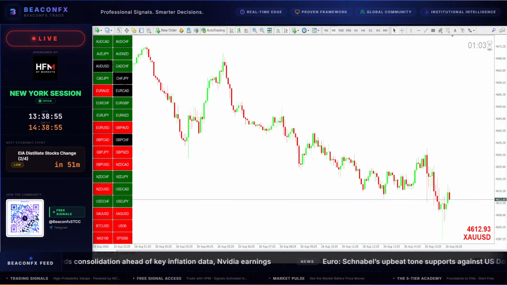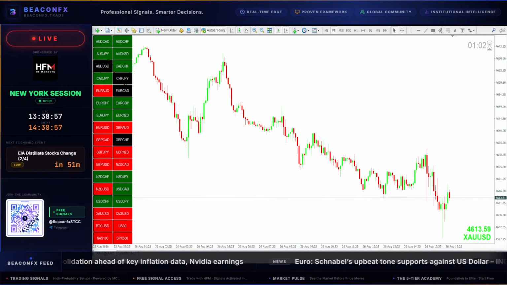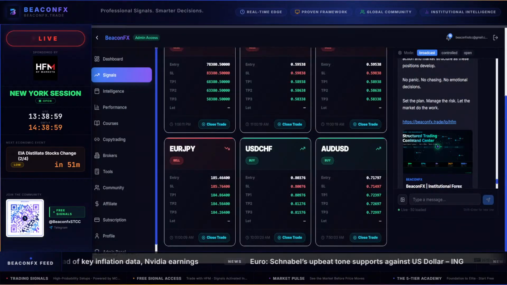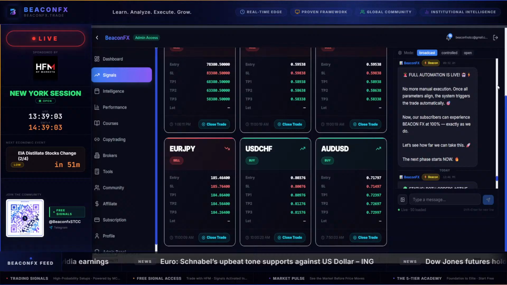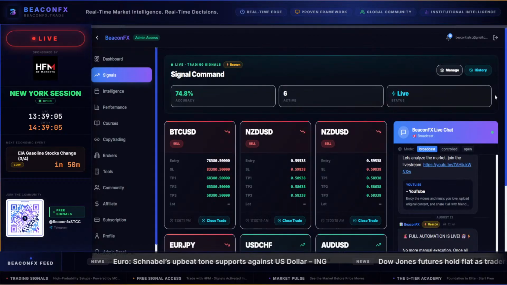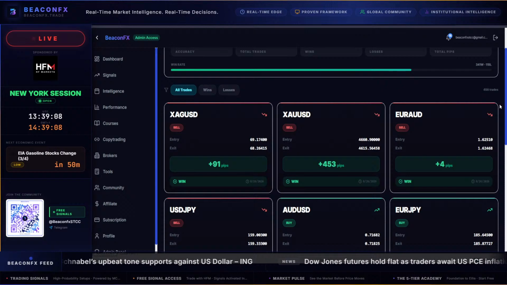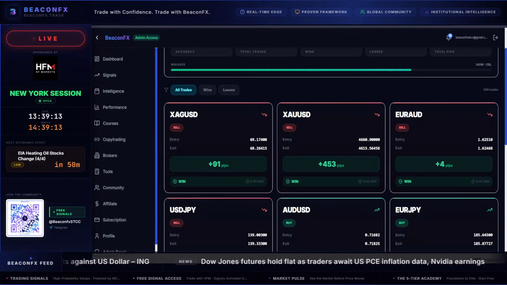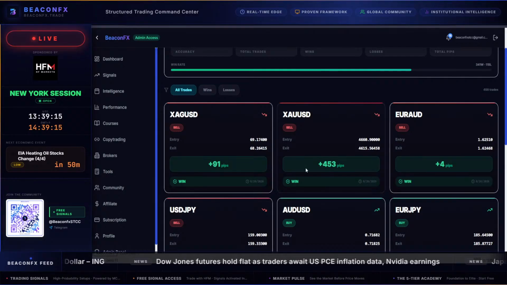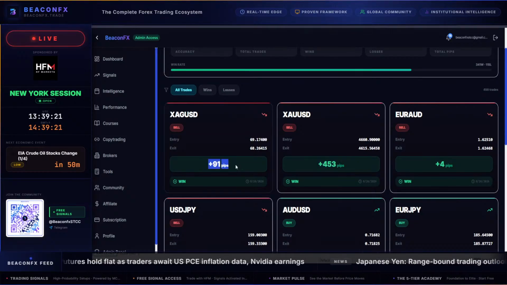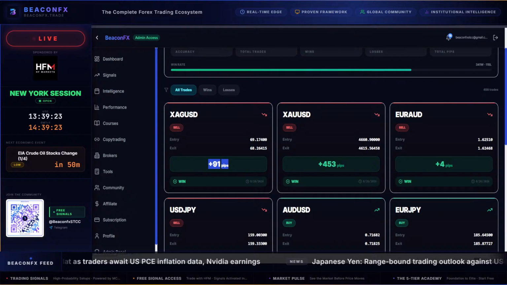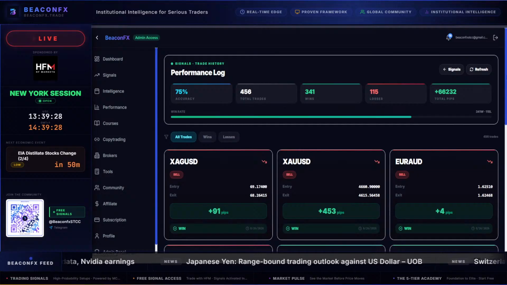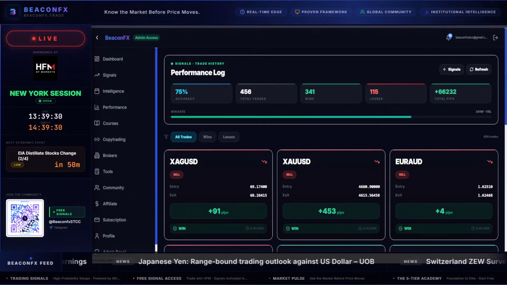So far so good. How well have we done today? Okay, that's about 453 pips on XAU USD, and also about 91 pips on XAG USD. All right, and so far so good.